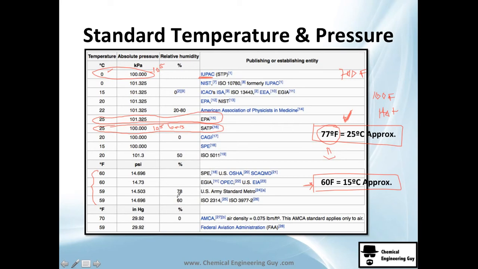But anyways, let's continue. You can see I told you 60 is very typical, and they use PSI, and it's about 1 atmosphere. This is almost the same as this 101. And they use the USA Army, Metro, and OSHA, which I think is health or something like that, OPEC. And that's essentially some industries that use their own.